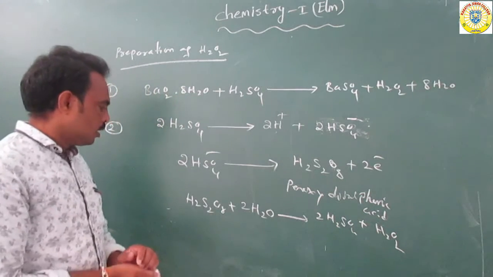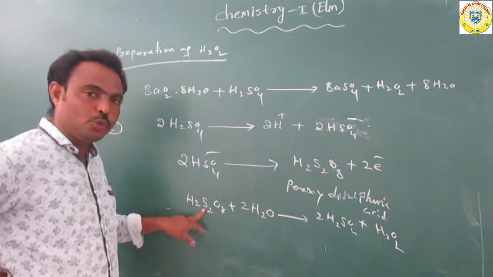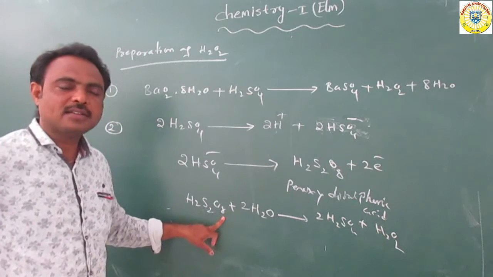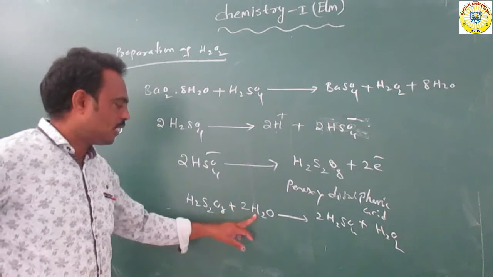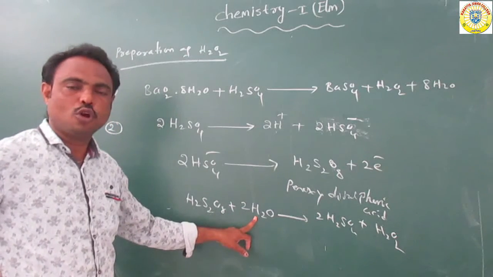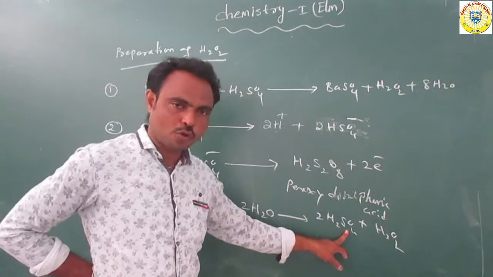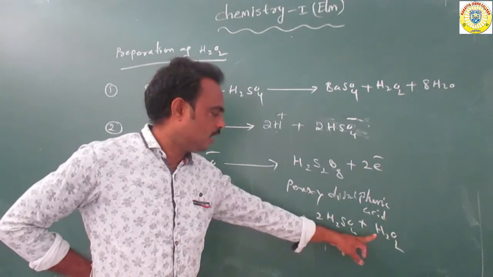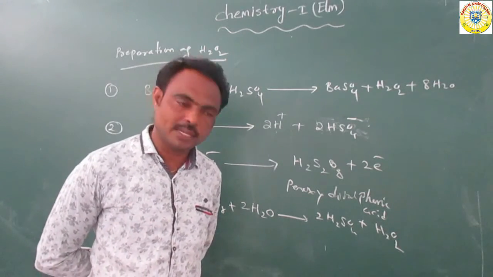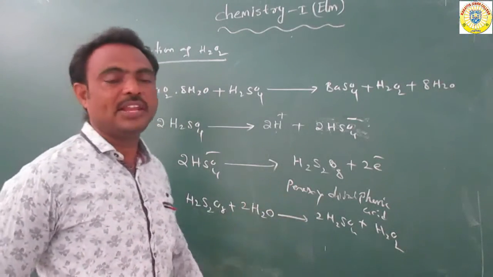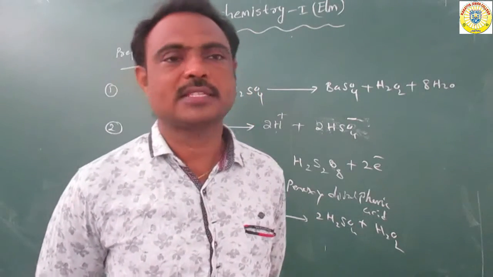Overall, listen: H2S2O8, peroxy disulfuric acid, reacts with water molecules to form H2SO4, sulfuric acid, and H2O2, hydrogen peroxide. So it is also another very important reaction for the preparation of hydrogen peroxide.